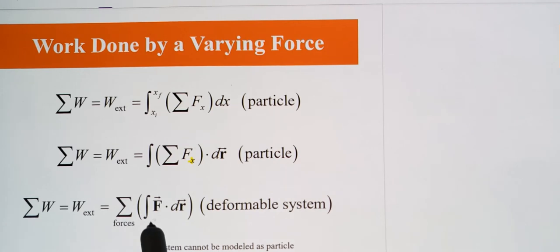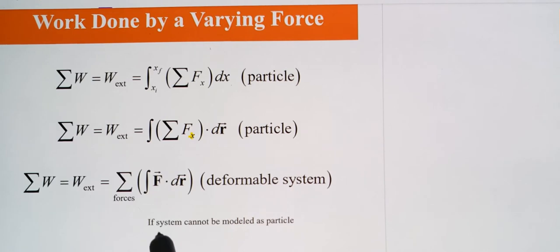And finally, if a deformable system, that means the system is not rigid, if the system cannot be modeled as a particle, meaning it is not rigid enough for the applied force, like a softball, for example, in that situation, we divide this object into different areas, and we do the integration separately for each force acting on that particular part of that soft body, and then we add the total works.